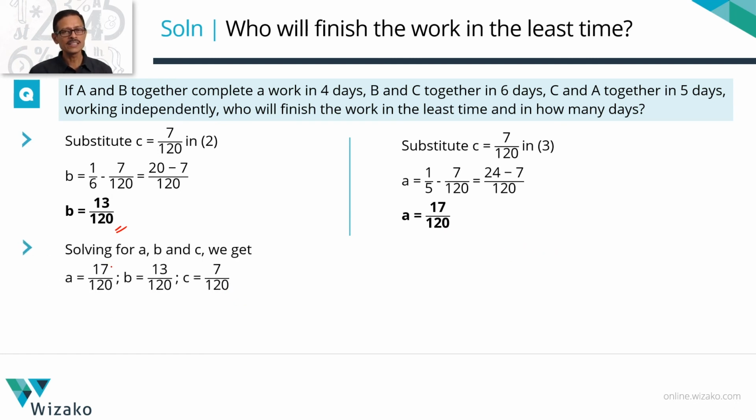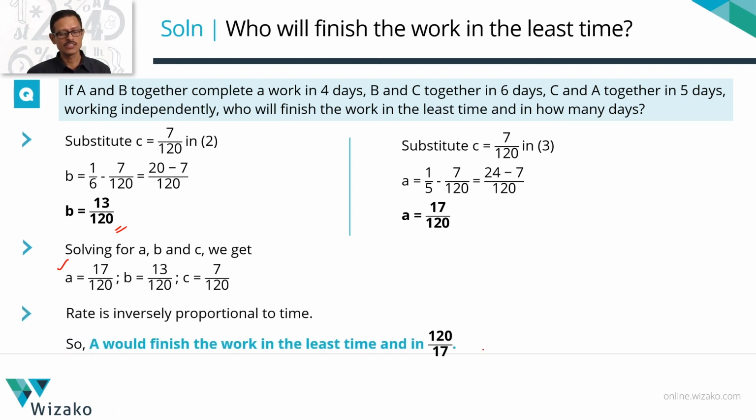Same denominator. The one that has the largest numerator is going to be the one who is going to do the maximum amount of work in a day. A completes the largest fraction of work in a day. So A is the most efficient. How long will A take to finish the task? Reciprocal of this number, which is 120 upon 17. Choice B is the correct answer to this question.